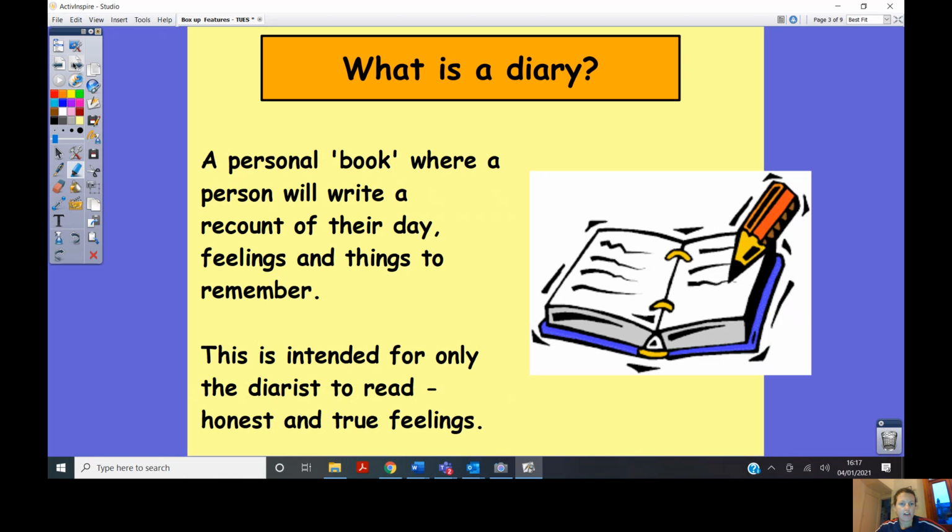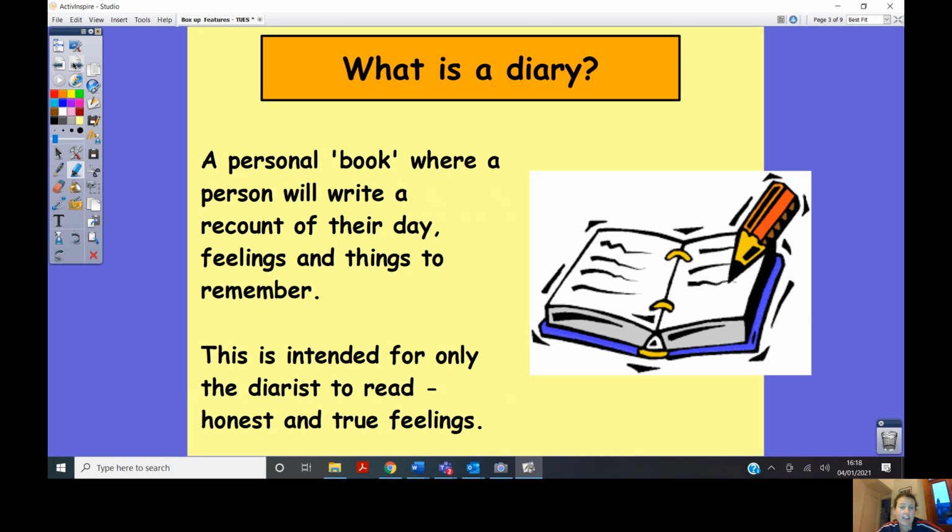So, what is a diary? You might write one yourself. A diary is a personal book where someone will write a recount of their day, feelings, and things to remember. This is intended for the diarist, the person who writes the diary, to read, and it's for only them. So it's often meant for a place for people to put their honest and true feelings.